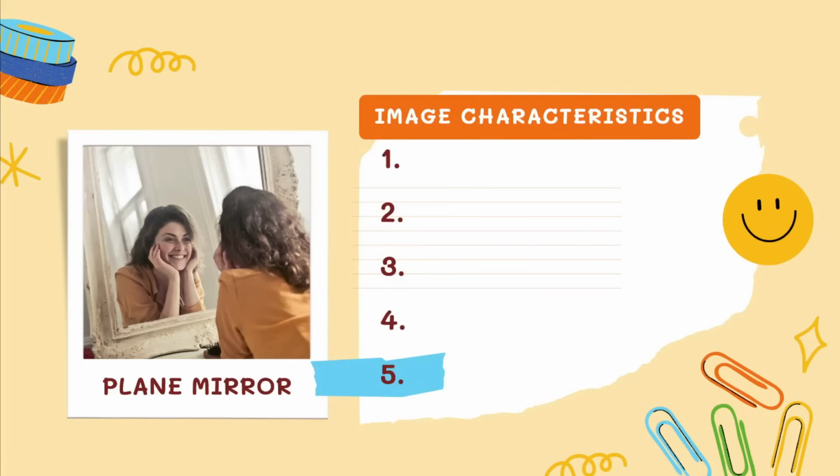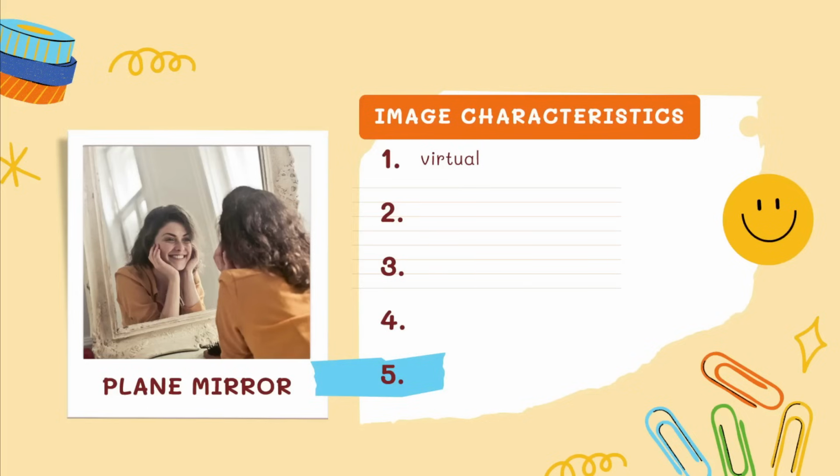So what are these 5 characteristics? First, the image is virtual. Okay, so what is meant by a virtual image? When we say a virtual image, we are referring to an imaginary image. So this image is formed at the back of the mirror. Di ba pag nagsasalamin tayo, pag nakatingin tayo sa salamin, yung nakikita natin na image ay parang nasa likod ng mirror. So yun yung ibig sabihin natin sa virtual image.